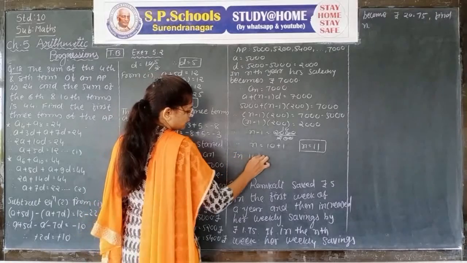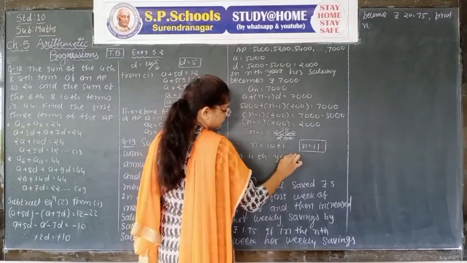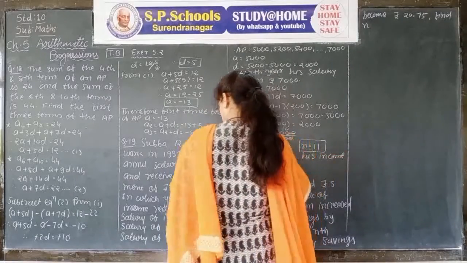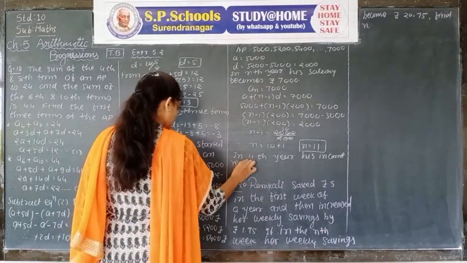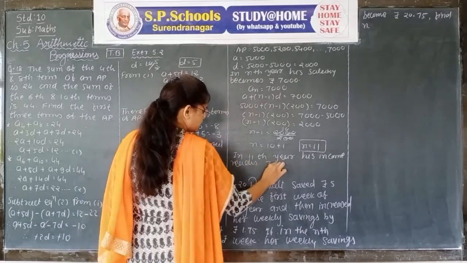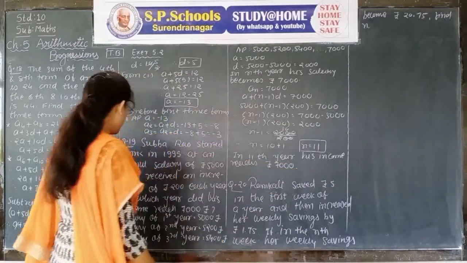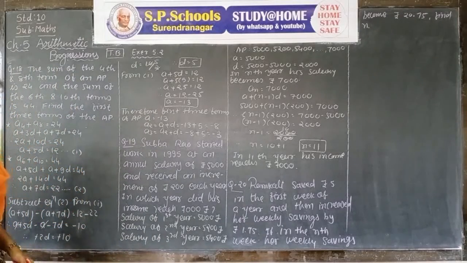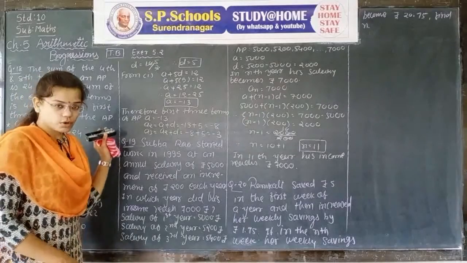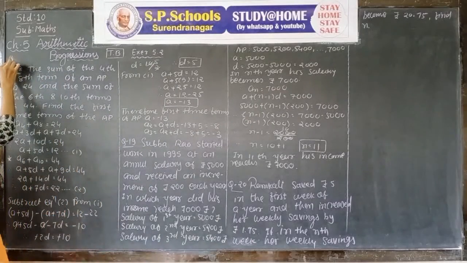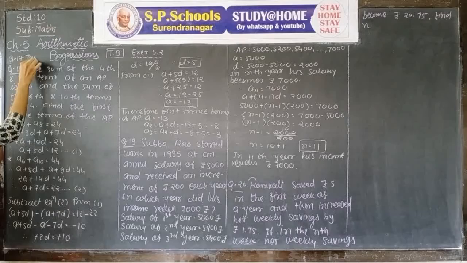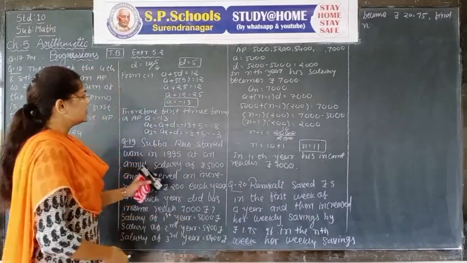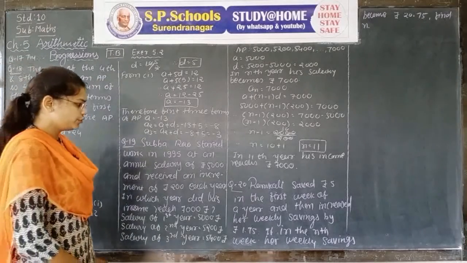In the 11th year, his income reached rupees 7,000. Hence, the question number 19 is completed. The question number 17 is not skipped. The question number 17, try yourself, which is very easy. Now see the 20th, it is the last from our exercise 5.2.